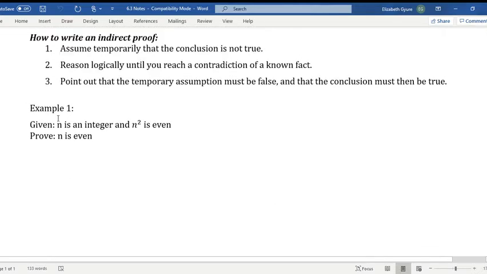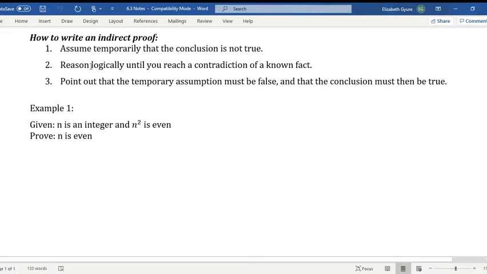So for example 1, we are given that n is an integer and n squared is even. So these things must be true. N must be an integer and n squared must be even. We're going to try to prove that n is even. But to do this as an indirect proof, we're actually basically going to show that n can't be odd. It's impossible for n to not be odd, and if n is not odd, it therefore must be even. And that's that indirect proof format.